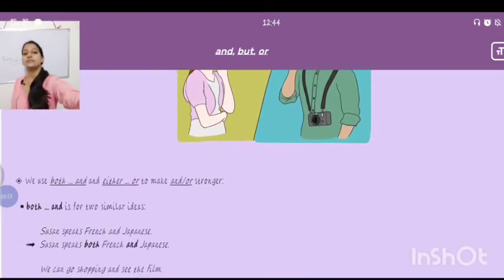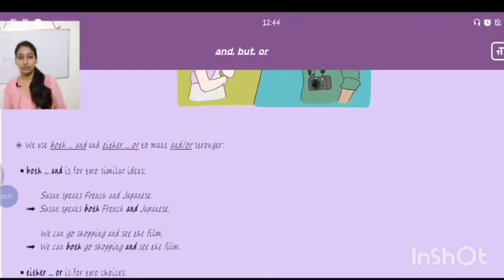नेक्स्ट, वी यूज बोथ dash dash and either or to make and या or more stronger. So and या or को और ज़्यादा stronger बनाने के लिए हम क्या यूज़ कर सकते हैं? both and और either or. Both and is for two similar ideas. Suzanne speaks French and Japanese.